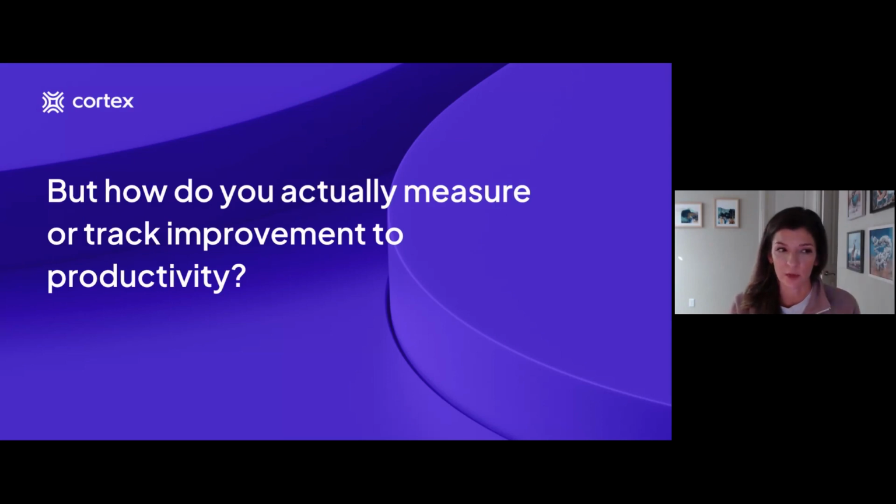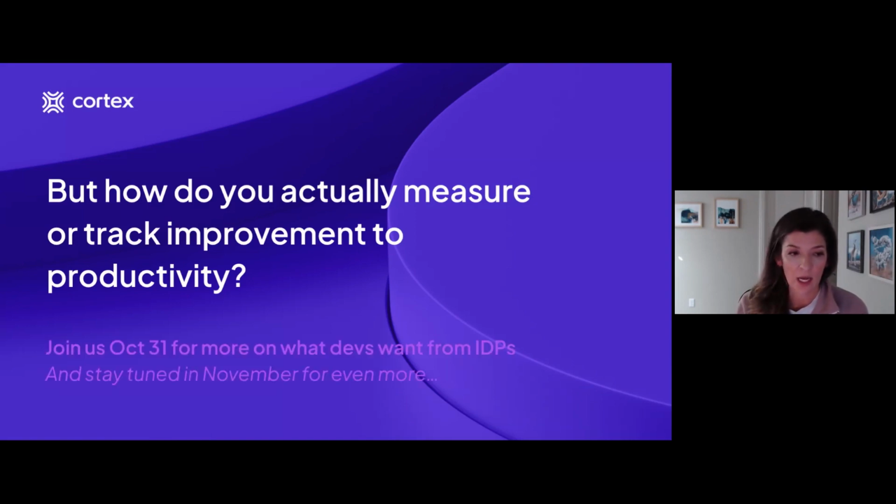So you might still be thinking, how do you really measure or track improvement to productivity though? There are lots of solutions in market today. I think I mentioned the Eng metrics and Eng intelligence tools that do something similar to this, which could be a good pairing for an IDP. So join us October 31st for more on what developers want from the IDPs that can help inform how to make a healthy, happy, productive developer. But also stay tuned. Next month, we have more to share here.